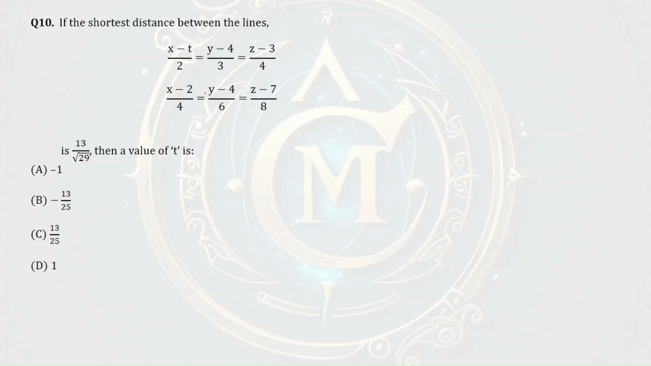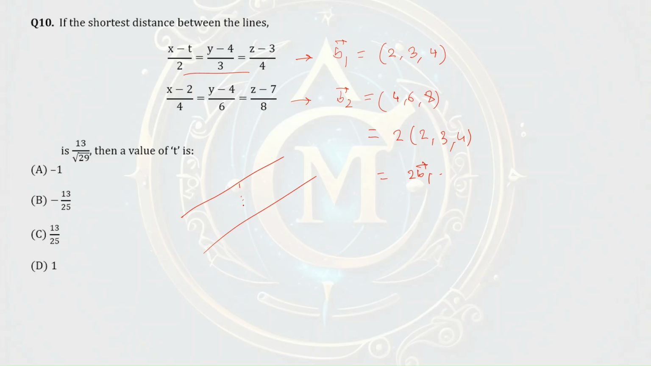These are two parallel lines because the vector along the first line is b1, which is, let us write this in this notation, 2, 3 and 4, and b2 of the second line is 4, 6, 8. So this can be written as 2 times this, so 2 b1. That means these two vectors are parallel. That means the lines are parallel in 3 dimensions.